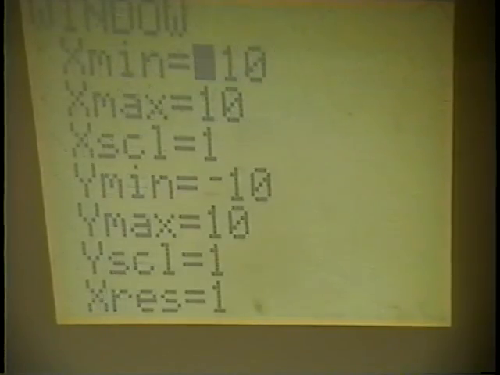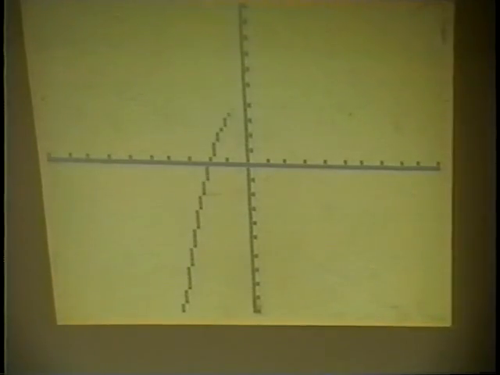Right now my window is the standard window, and I hit graph, and it gives me the parabola up to, including the point 2, 0, which is what I expect, and then it switches to the line. Automatically, it's doing it for you.